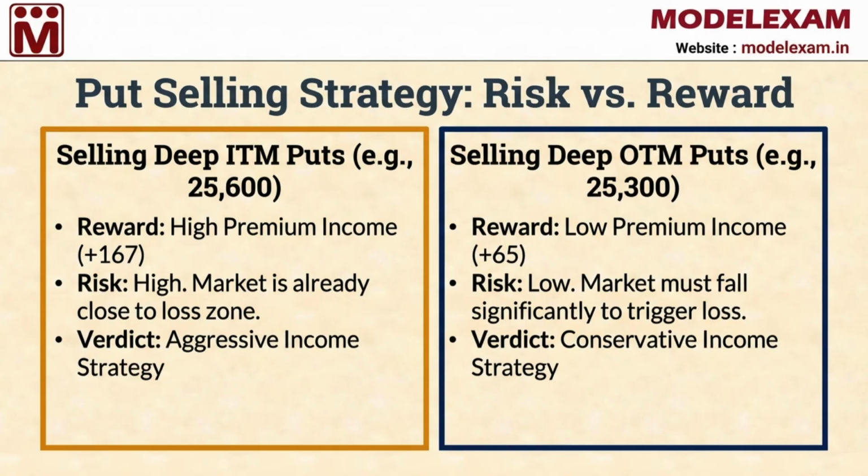We can compare these put selling strategies by looking at the risk versus reward. Selling deep in the money puts at 25,600 is an aggressive income strategy that offers a high reward of plus 167 but carries high risk because the market is already close to the loss zone. Selling deep out of the money puts at 25,300 is a more conservative strategy, offering a lower reward of plus 65 but carrying lower risk since the market must fall significantly to trigger a loss.